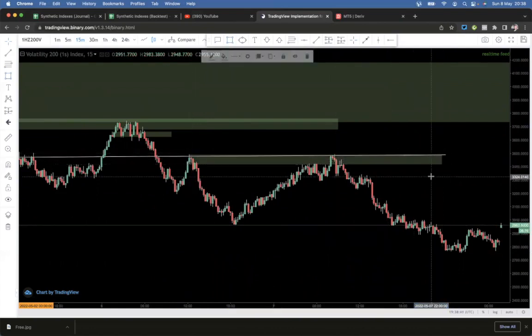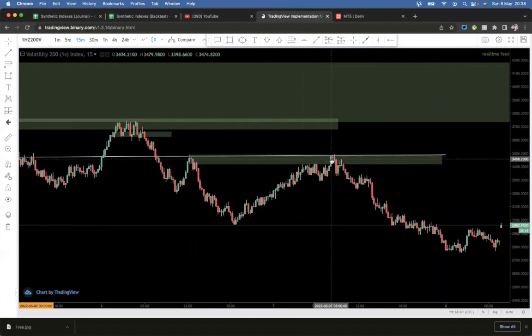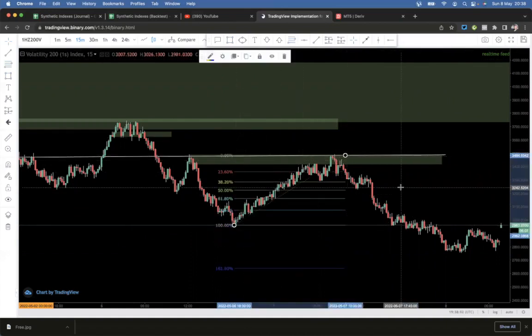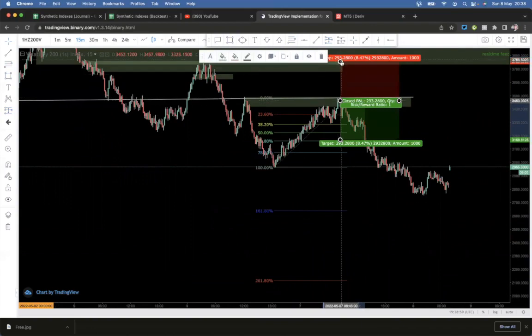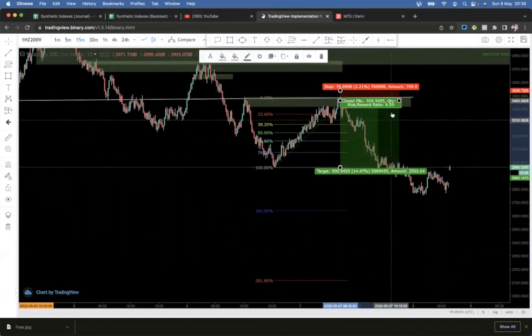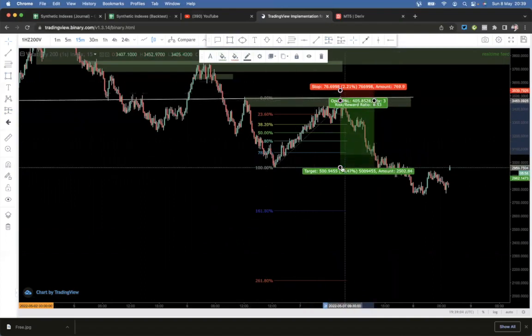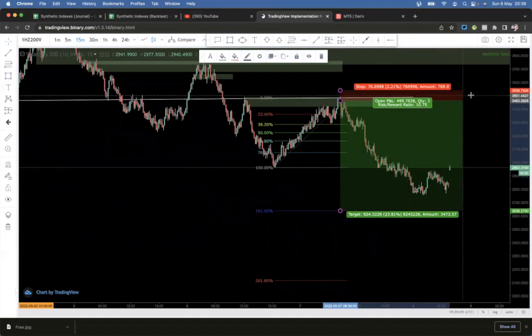More order blocks. Bam, price broke out of this area, bam, got to your area of interest, gives you this candle confirmation, you enter, target low to the high. First target was 61.8. First target 100%, second target 161.8.